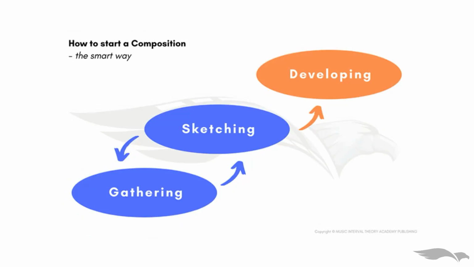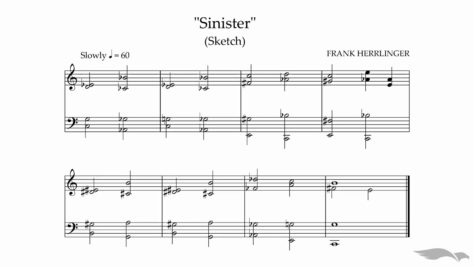What we just did was the gathering phase. That's the first step in our 3-step process. Next, we move on to sketching. This is where we take our ideas and lay them out like a rough draft. Here's a quick sketch that is built entirely using intervals.